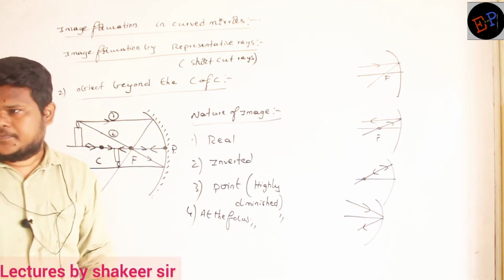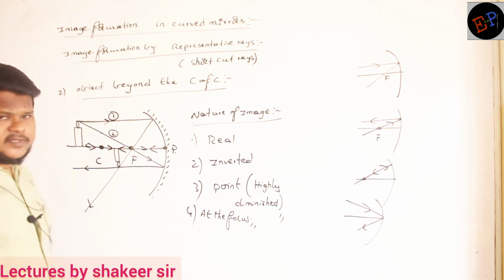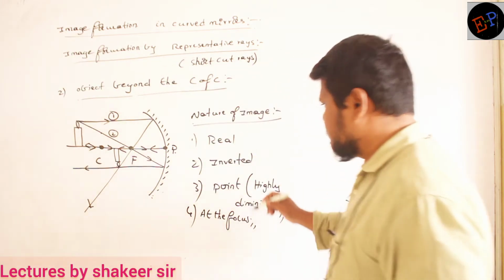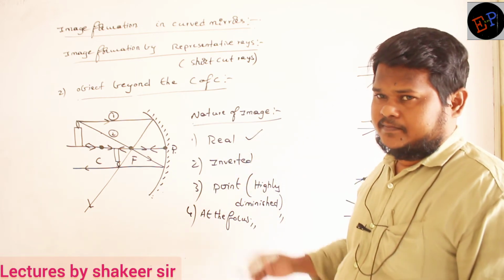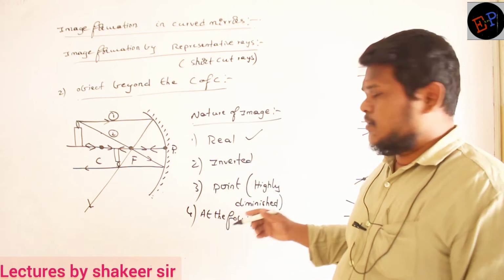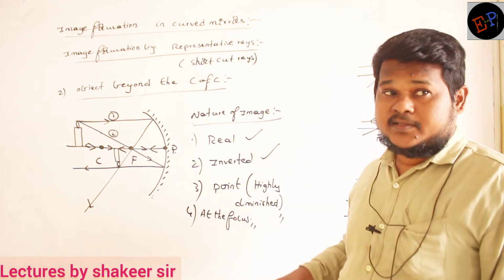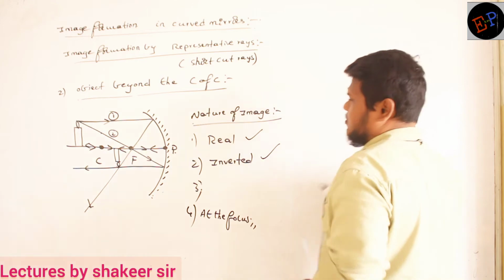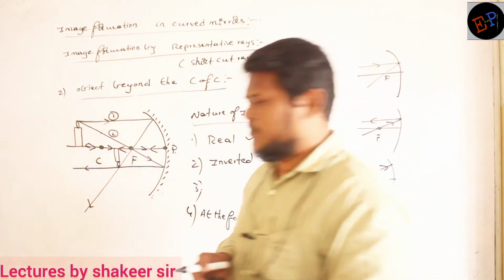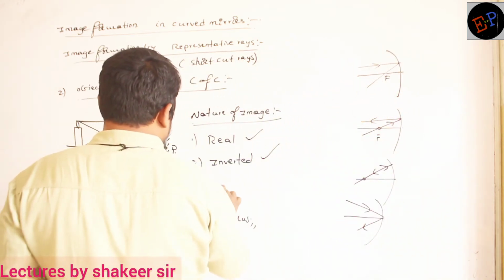Are you able to understand me? Now see what is the nature of the image. Real image, is it correct? Correct. Inverted image. Inverted kada? Definitely inverted image. This is not a point image. This is a diminished image. Size has slightly reduced. Clear ma? Diminished image.